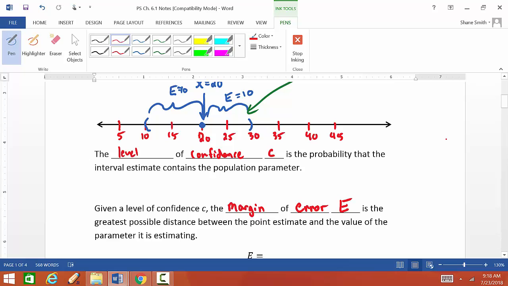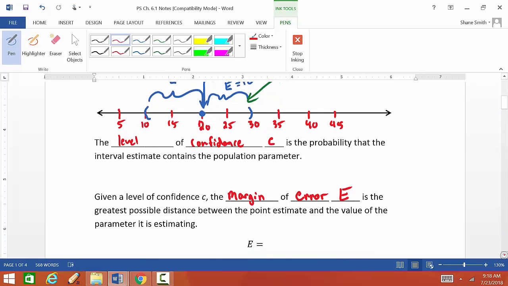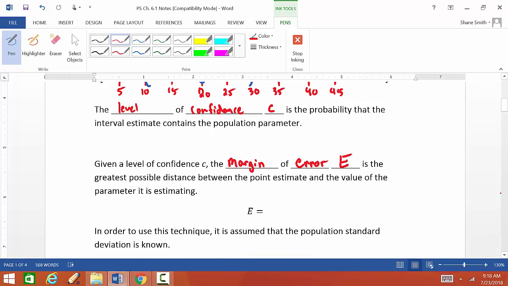capital E. And that's the greatest possible distance between the point estimate and the value of the parameter it is estimating. And capital E is Z sub C times sigma sub x bar. And you might say, well, what's this little sub C here? Well, we'll get to that. But first, remember that the Z score for that level of confidence is multiplied by sigma sub x bar. And sigma sub x bar is sigma over the square root of n.